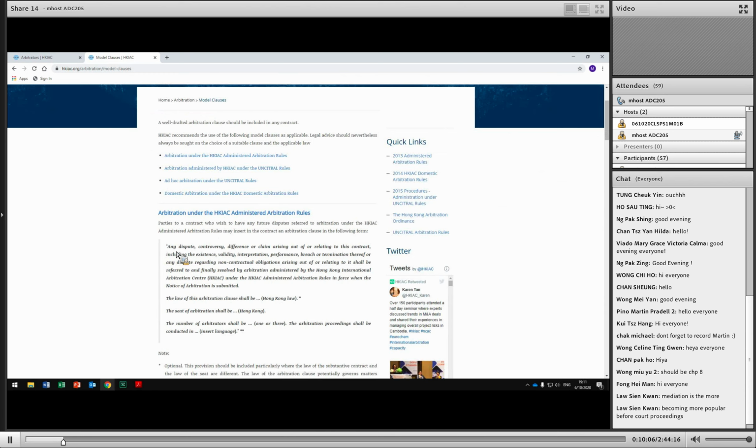Why? Because if you use those clauses, in case of any dispute, the arbitration will be heard in the Hong Kong International Arbitration Center. It means that they will have more business, they will have more income. It's the reason why they always want you to use this arbitration clause. You copy them, they will never sue you. Don't be afraid. Don't worry. They always welcome you to use their model arbitration clause.